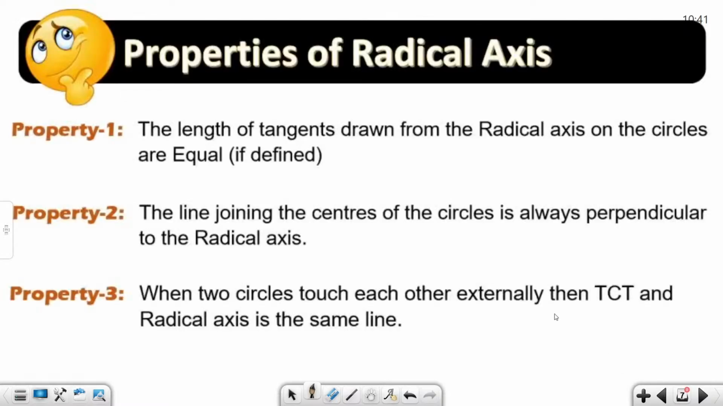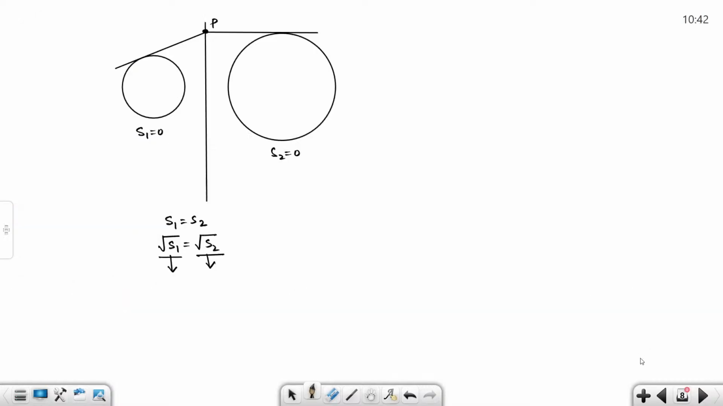The second property states that the line joining the centers of the circles is always perpendicular to the radical axis. What they are saying is, if you join the two centers of the given circles, then the line joining these two centers will always be perpendicular to the radical axis. Is it clear? So this is our property 2. Let me just prove this one.